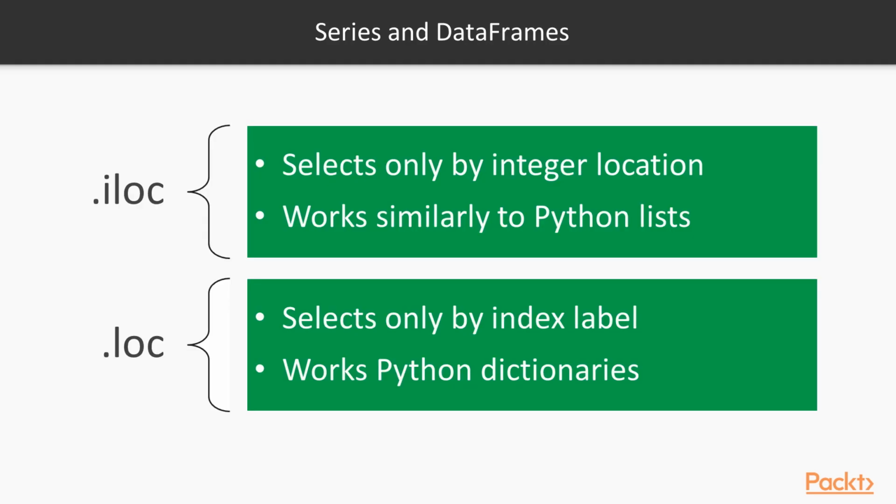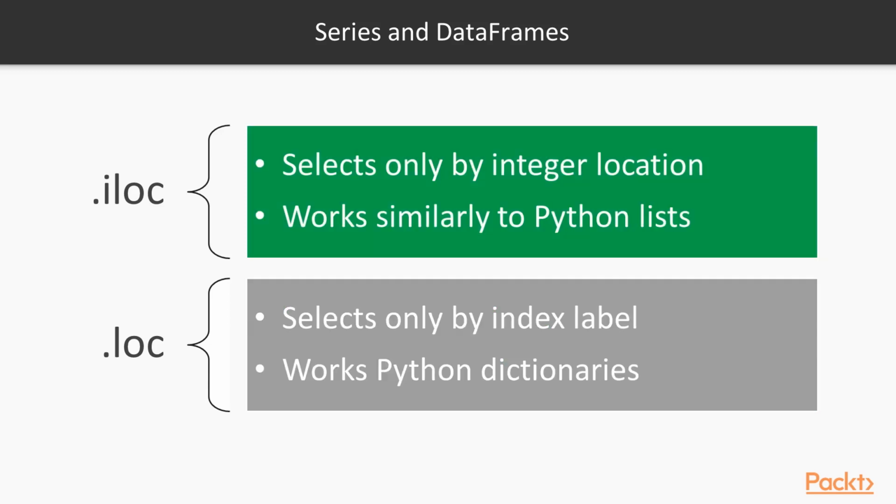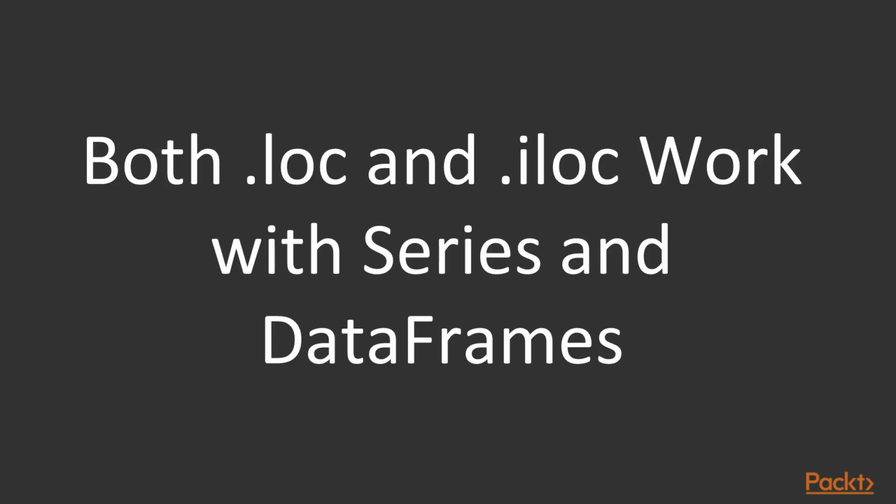Series and data frame indexers allow selection by integer location, like Python lists, and by label, like Python dictionaries. The iloc indexer selects only by integer location and works similarly to Python lists. The loc indexer selects only by index label, which is similar to how Python dictionaries work. Both loc and iloc work with series and data frames. So let's see how to select series data by integer location with iloc and by label with loc. These indexers not only take scalar values, but also lists and slices.